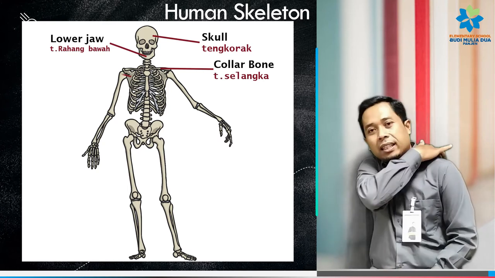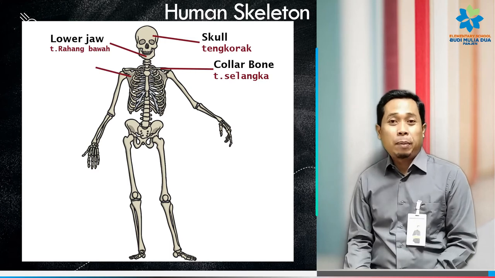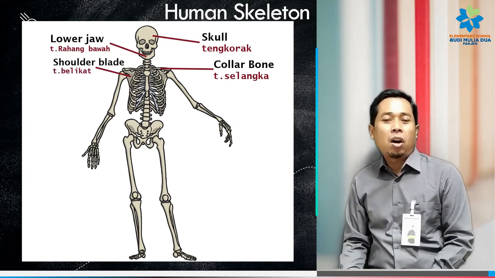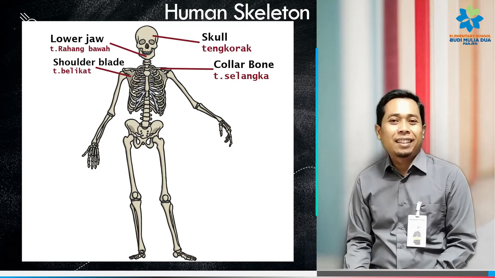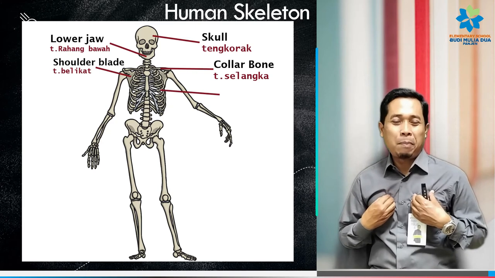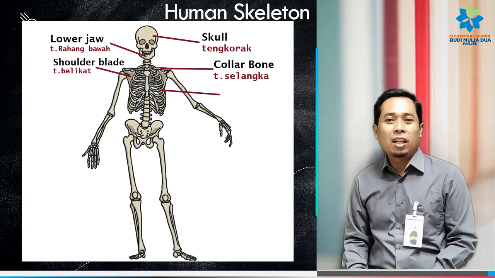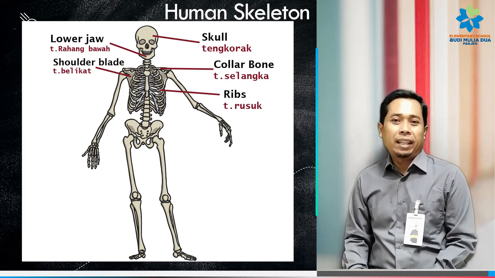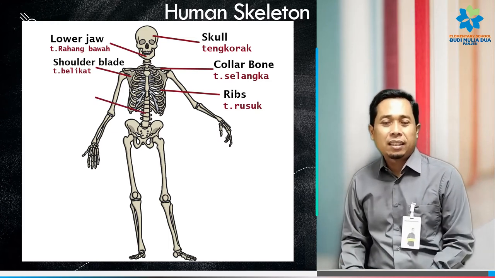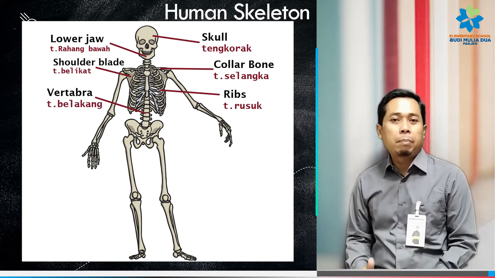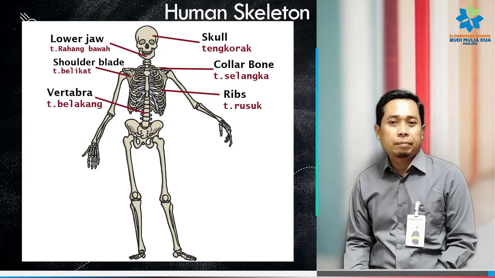And then, what about this? Do you still remember? This one is shoulder blade or tulang belikat. And what about this? Do you still remember? Yes, this one is called ribs or tulang rusuk. And then, this one is vertebra or vertebrates or spines, or in bahasa Indonesia, tulang belakang.